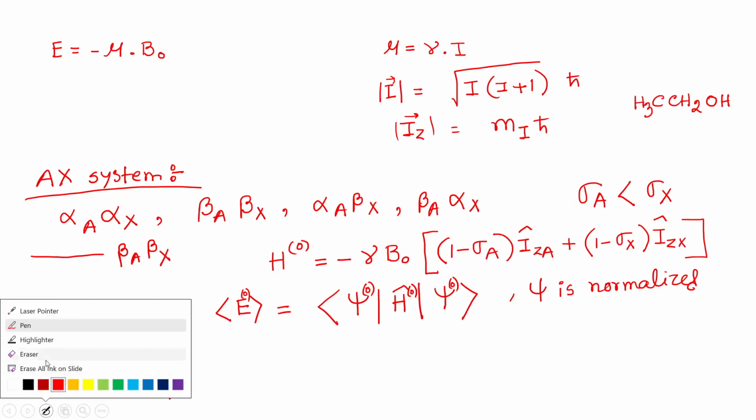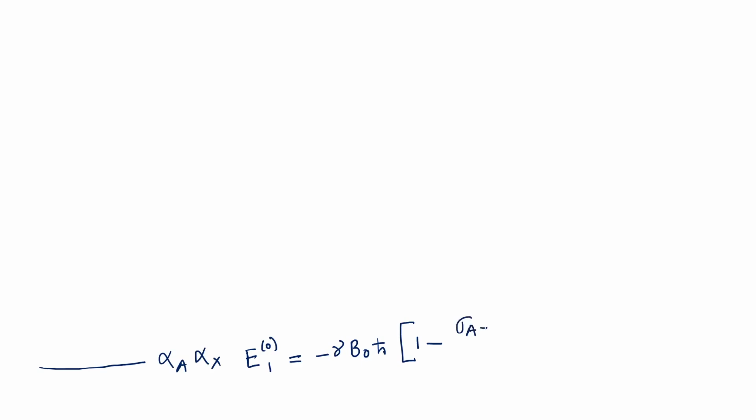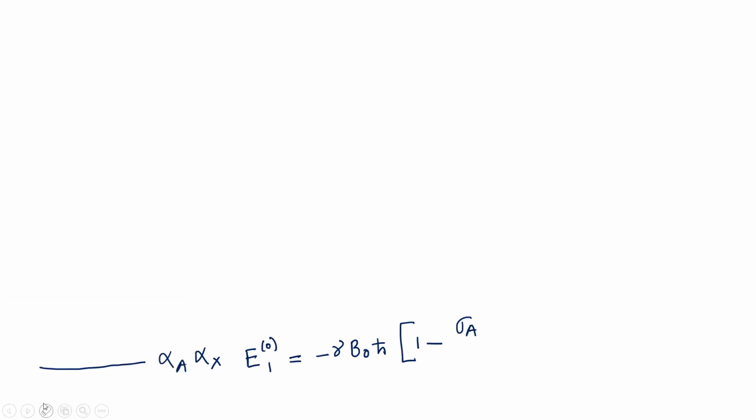Let me use another color. Maybe I will write it here. This was alpha A, alpha X, and the energy of that state came out to be minus gamma B0 h cut times 1 minus sigma A, sorry, sigma X divided by 2, right?